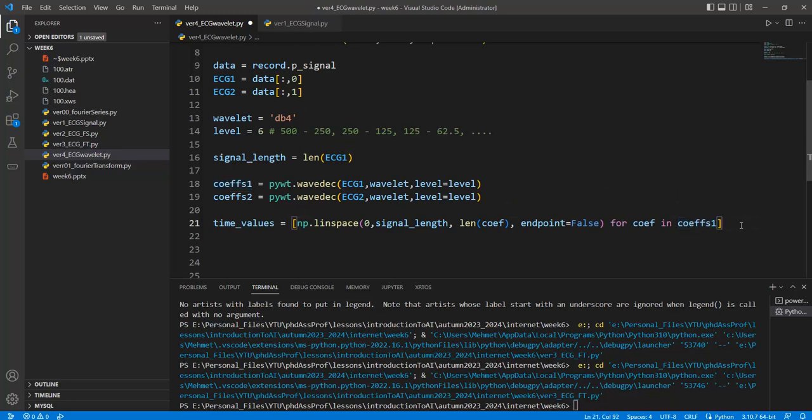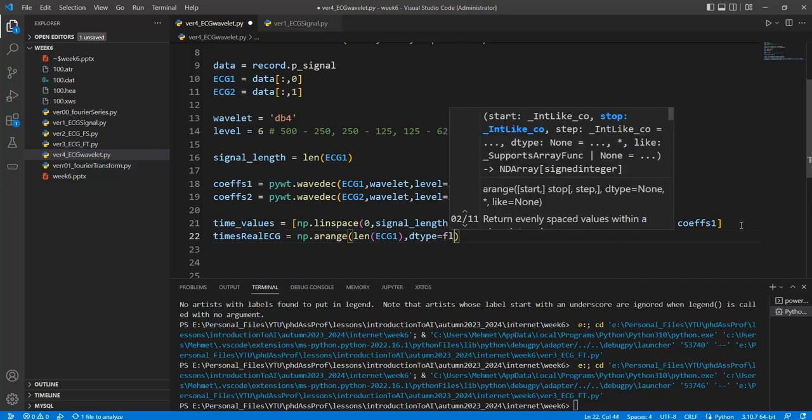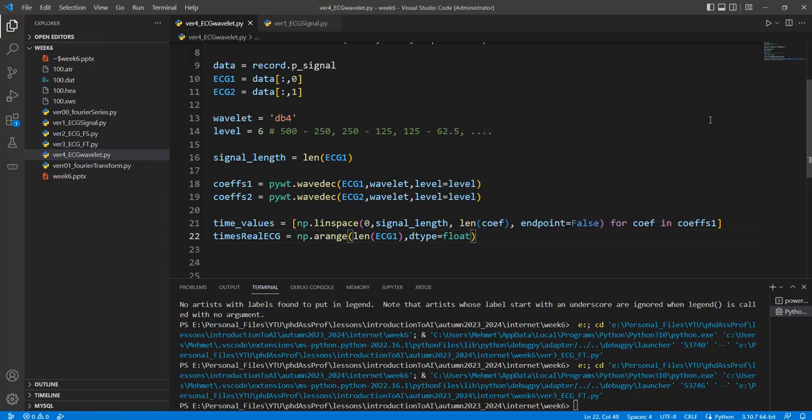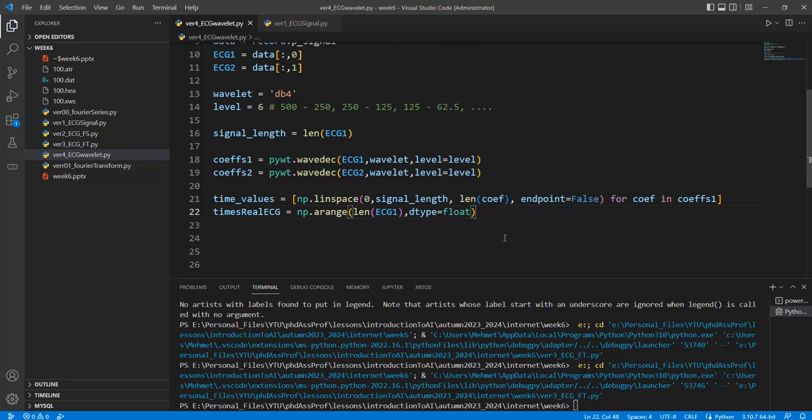And also times real ECG can be given with the np.arange with what, the len ECG1 and dtype float. But in this case I cannot divide it by the record because I need to show the sample times in here, but I can do that. Divide by the record fs can be utilized in here, but we don't need that for the coefficients.